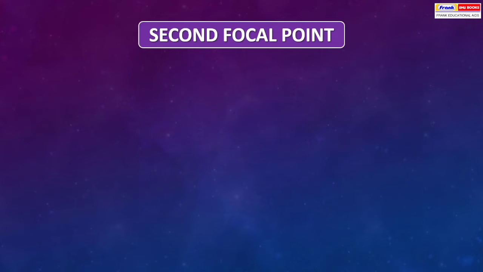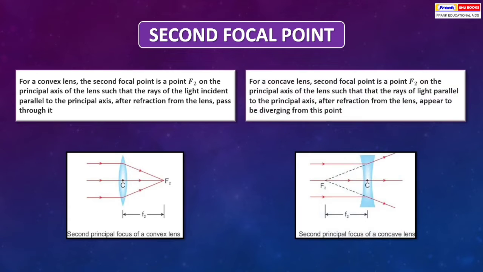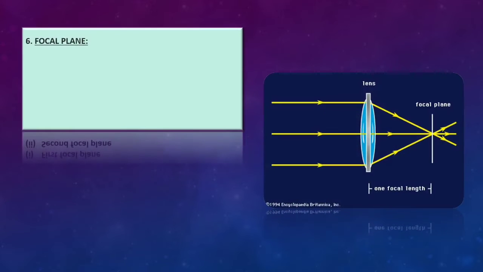Second focal point. For a convex lens, the second focal point is a point F2 on the principal axis of the lens such that the rays of light incident parallel to the principal axis, after refraction from the lens, pass through it. For a concave lens, the second focal point is a point F2 on the principal axis of the lens such that the rays of light parallel to the principal axis, after refraction from the lens, appear to be diverging from this point. Focal plane.